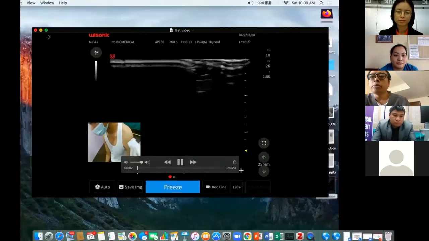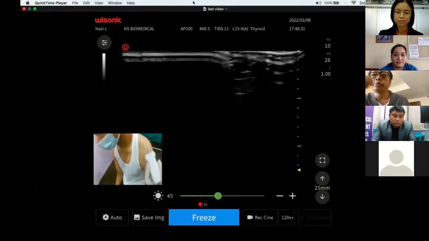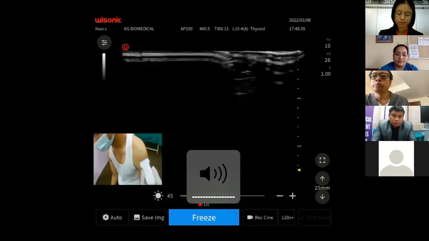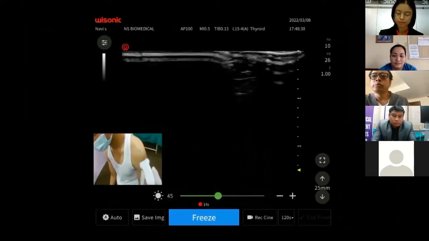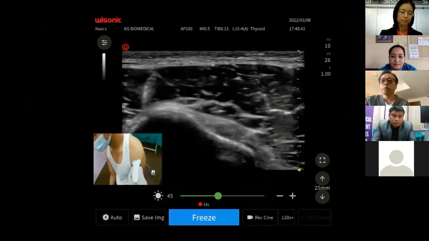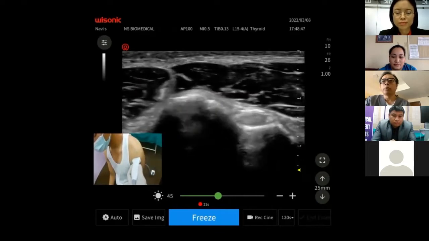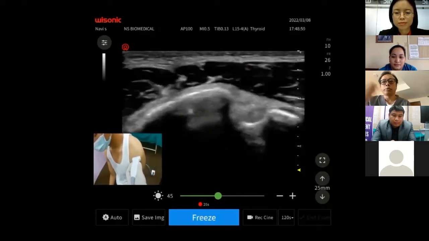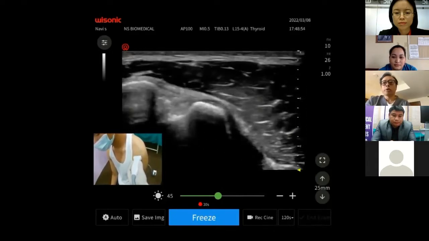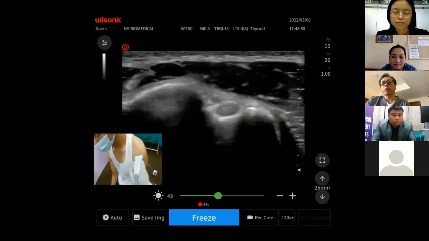So now we're going to demonstrate the ultrasound scanning of the shoulder joint. From the anterior aspect of the shoulder joint, we will be evaluating first the long head of biceps tendon, the subscapularis muscle and tendon, and the acromioclavicular joint. We identify the long head of biceps tendon on the transverse view by placing the ultrasound probe along the anterior aspect of the humerus. And as we scan upwards, we see the bicipital groove, which is formed medially by the lesser tuberosity and laterally by the greater tuberosity.